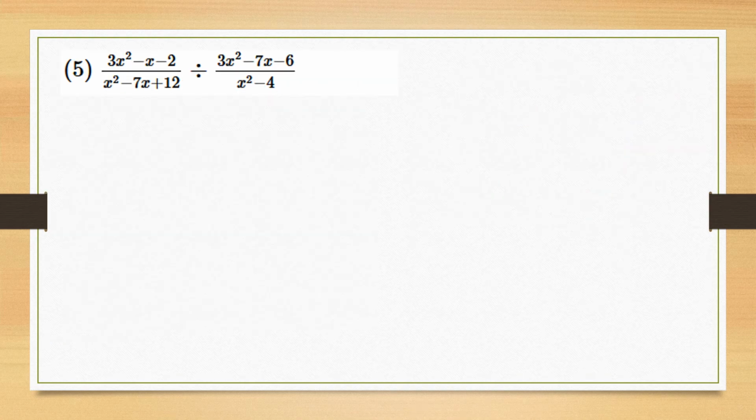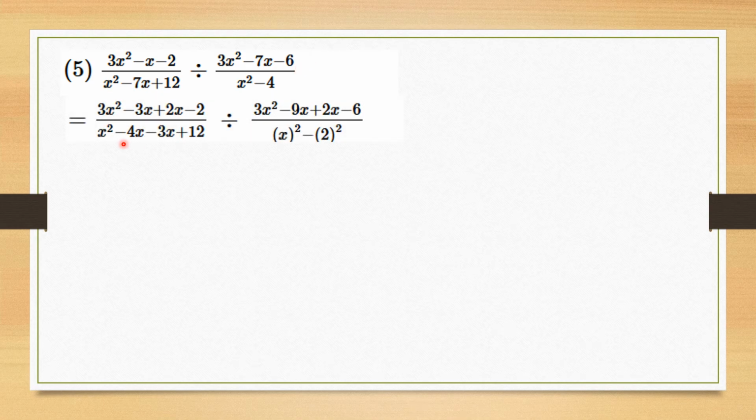Let us see the fifth sum. The fifth sum is 3x squared minus x minus 9 upon x squared minus 7x plus 12 divided by 3x squared minus 7x minus 6 upon x squared minus 4. So the first step is, in the numerator, the first expression, this is 3x squared minus x minus 2, and this is a quadratic polynomial. If you multiply the first term with the last term, here it is 3 and the last term is 2, 3 into 2 you will get 6.